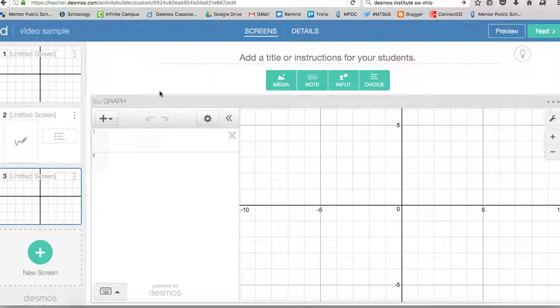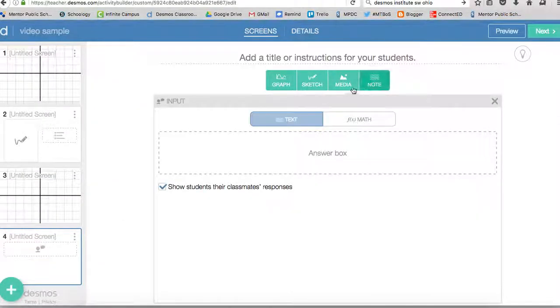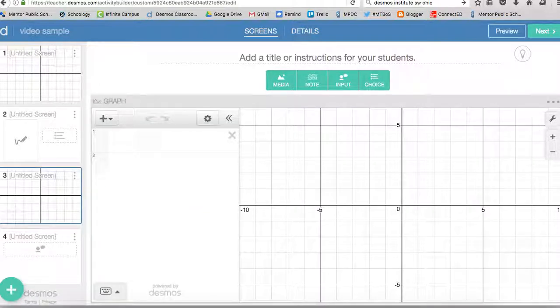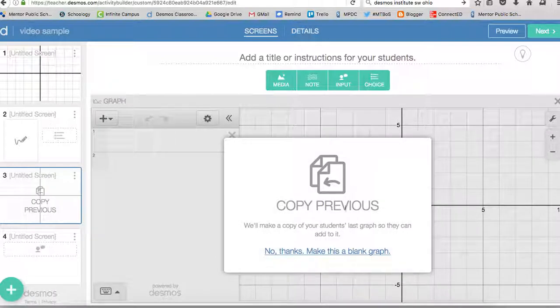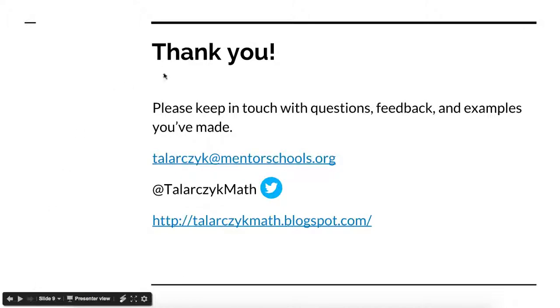With graphs, you can have the next slide have the choice of showing the previous, showing the responses of other students. You can also have the previous graph show up, so copy previous. You can have it actually show the graph that the student did in the previous slide. So if you want to have them in one slide graph something, and in the second slide answer questions about their graph while looking at it and not having to click back and forth, that's a great feature that Desmos has available for you.